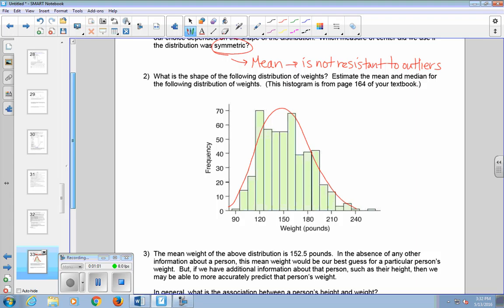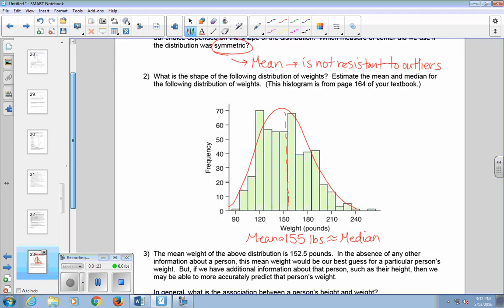So I look at the middle. Looks like the middle's right around here. So maybe around 155 pounds would be my best guess for the mean. And since it's symmetrical, the median is going to be very similar to that.